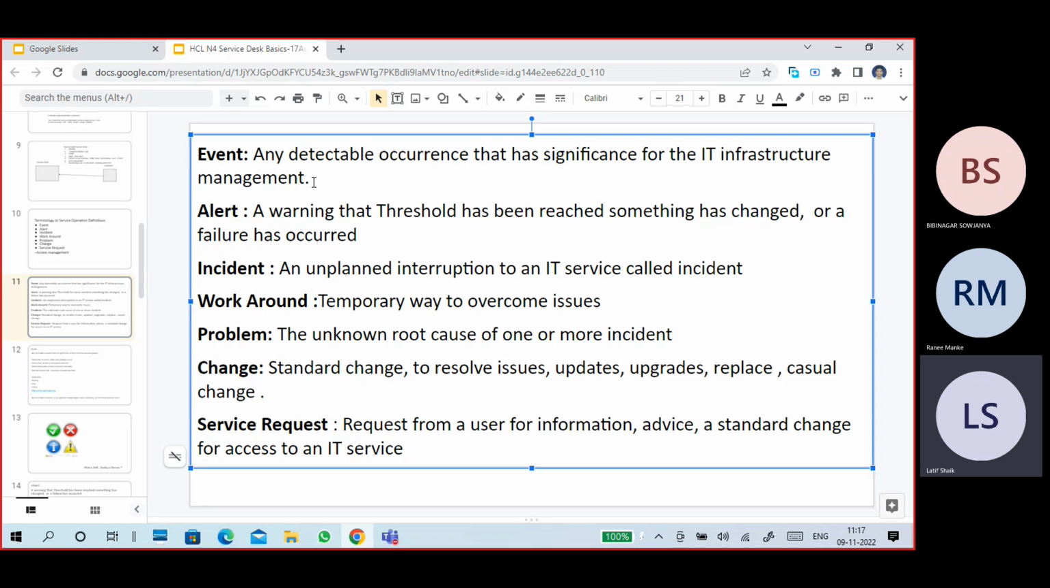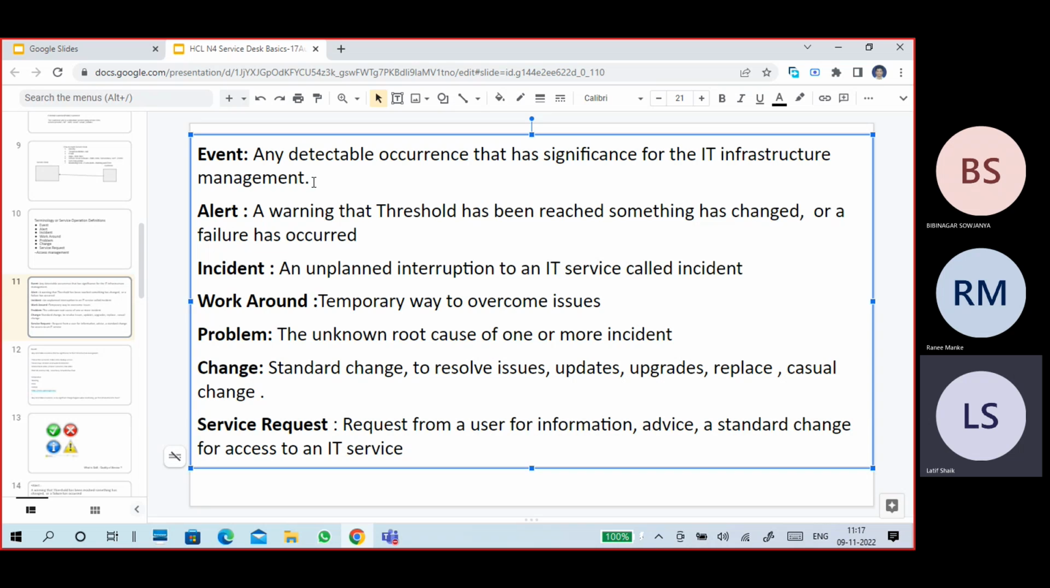Guys, problem. What is a problem? Unknown root cause of one or more incidents. It means any issue that occurs is an incident only. But if multiple incidents occur at a time, for example multiple people are unable to send or receive mails almost all at once, it is a problem. So it's not a single incident, it's multiple incidents. There is one main root cause, definitely some root cause. So find out that root cause and resolve the problem.